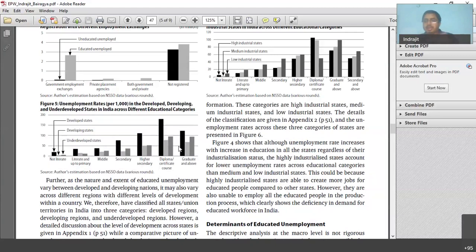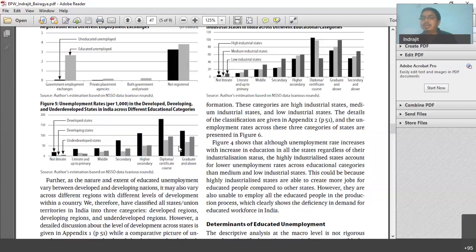Because if you put a picture of 35 states, it will look like a very clumsy picture. It would be very difficult to come up with a conclusion or inference from that figure. So what we have done is club the states first into three categories, developed, developing, and underdeveloped, based on their human development indices. And we looked at the unemployment rate for each. Surprisingly, in the developed states, the unemployment rate for educated people is much higher as compared to the underdeveloped and developing states.